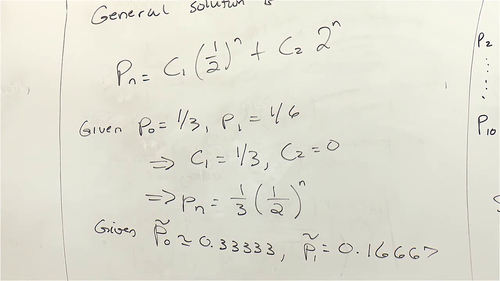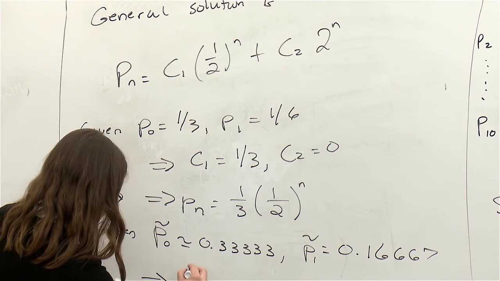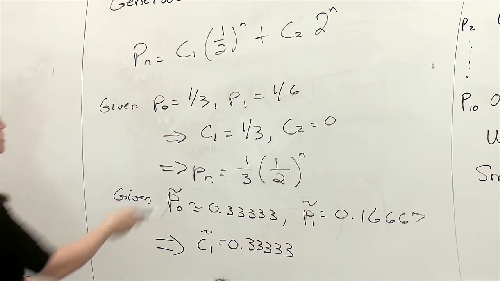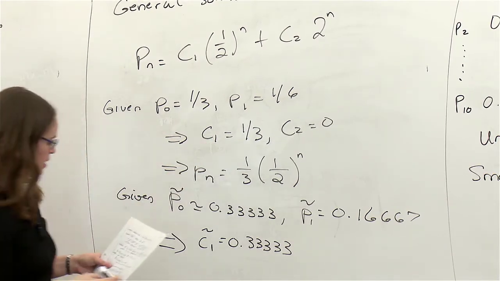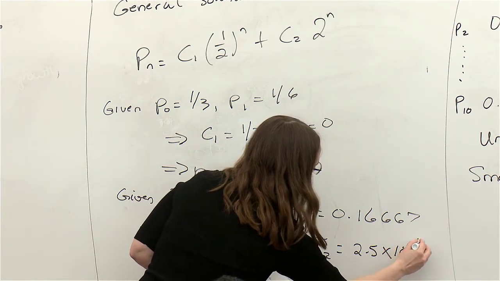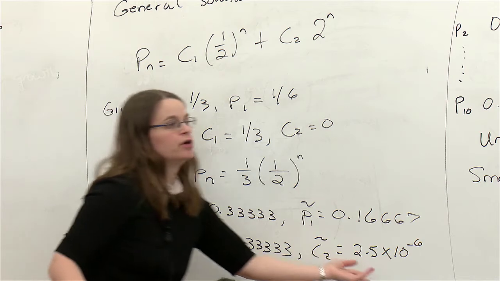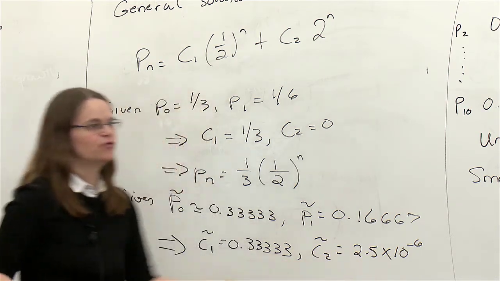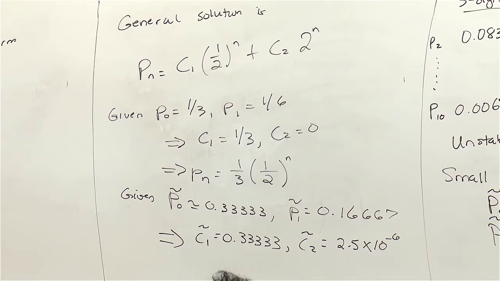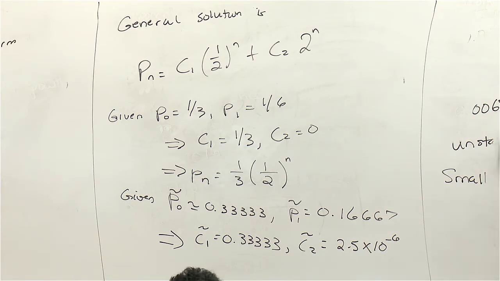Okay, so nothing horrible happens with the C's in this part of the computation. I get C1 tilde, which is 0.33333. That's about as good as I could have hoped for. And I get C2 tilde equals 2.5 times 10 to the minus 6. So again, given that I'm working with 5-digit accuracy, this is a really good approximation to 0, right? That's about the best we could hope for. It's better than 10 to the minus 5. Okay, but what does that mean we actually computed?